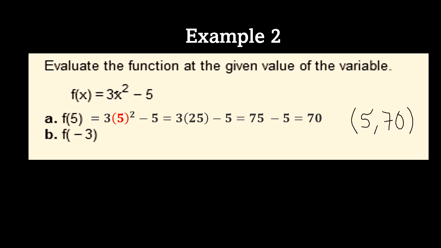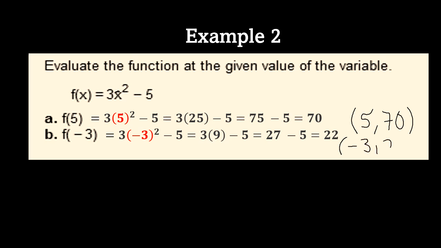f of -3, similarly, we're going to replace x by -3. Now, -3 squared, that's 9. 9 times 3, that's 27. 27 minus 5, that's 22. It means there is a point on that graph with coordinates (-3, 22). And this is what it means.